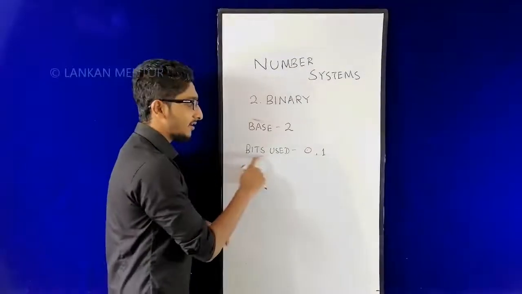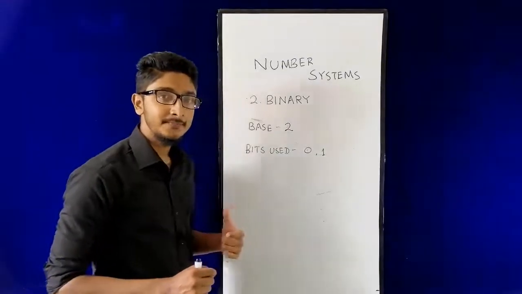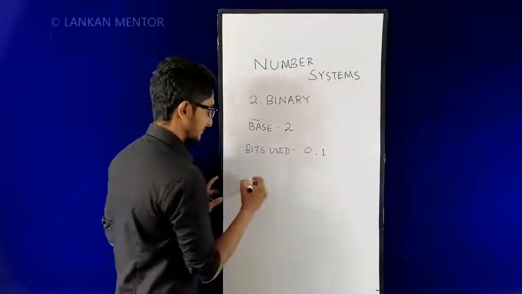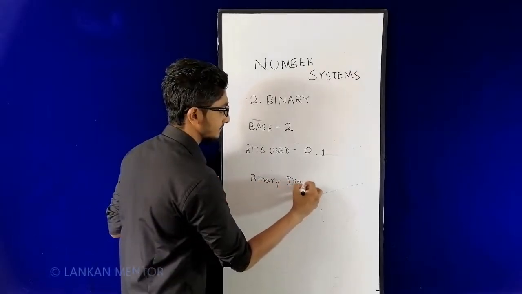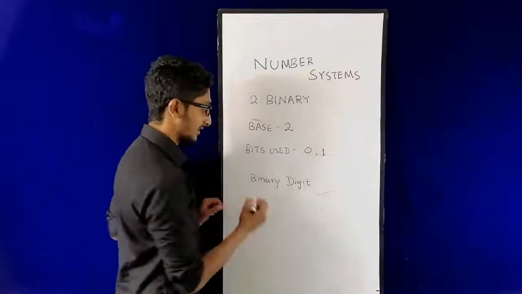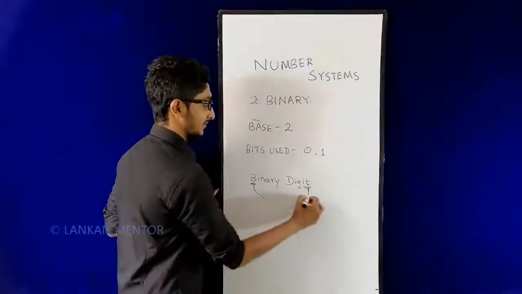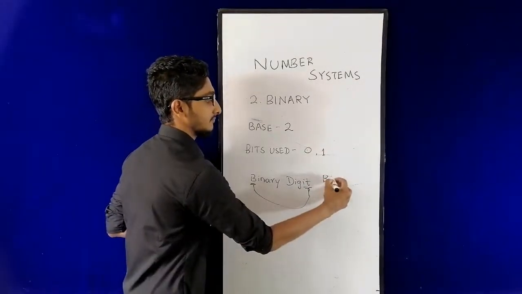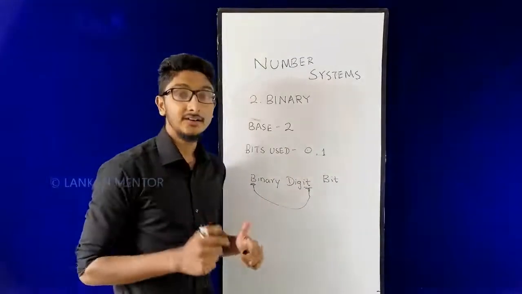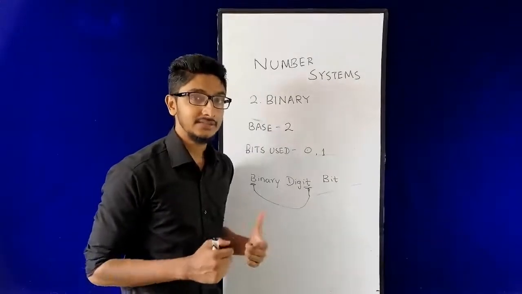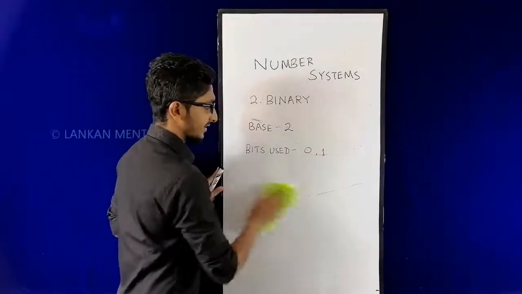But you see, I have written bits here. What is a bit? Bit means binary digit. Take the B from binary and IT from digit, put it together: bit. That's how binary digits are called. Binary digits are called bits. Remember that. Okay?